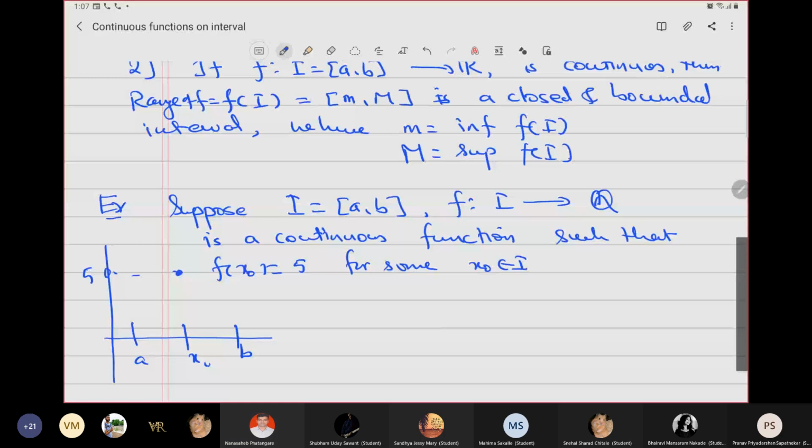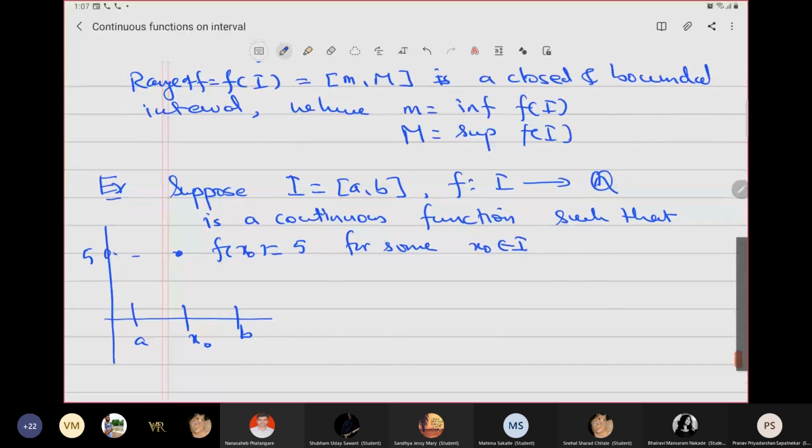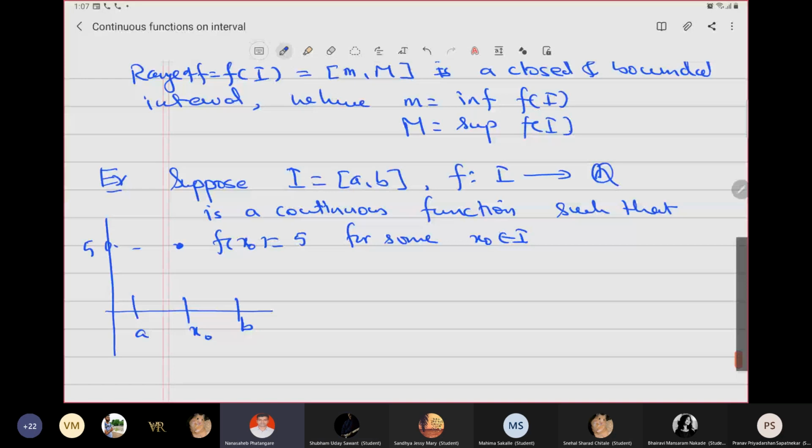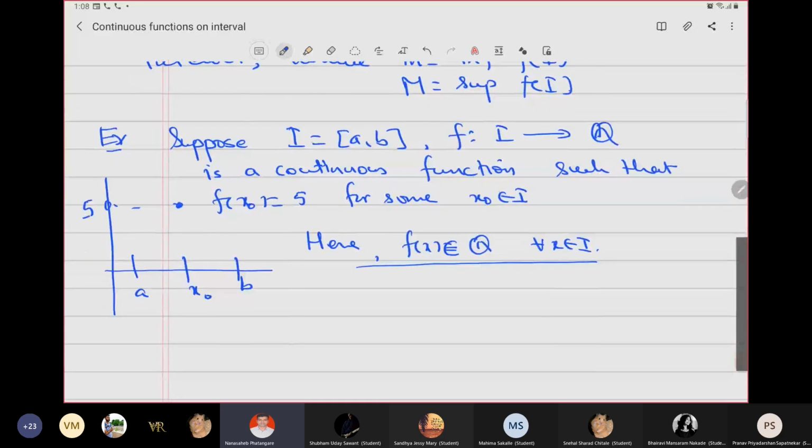The question is clear, what I am talking about? Yes, sir. So the function is continuous and the codomain is rationals. That means f(x) is rational for every x in I. So this is a condition, and the function is continuous. At some point the value is 5.